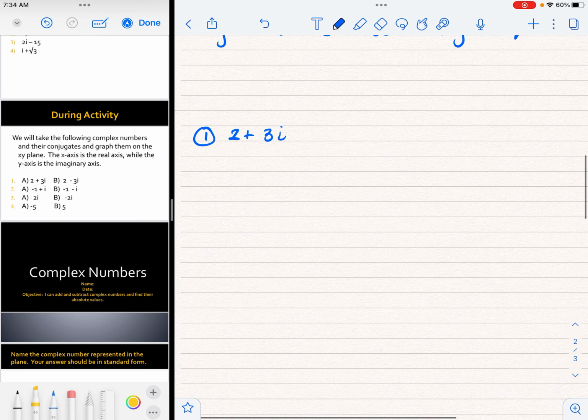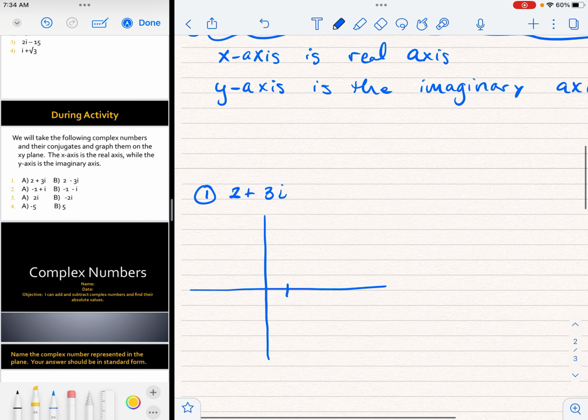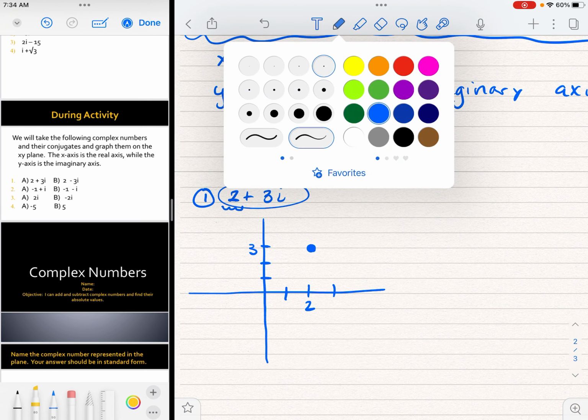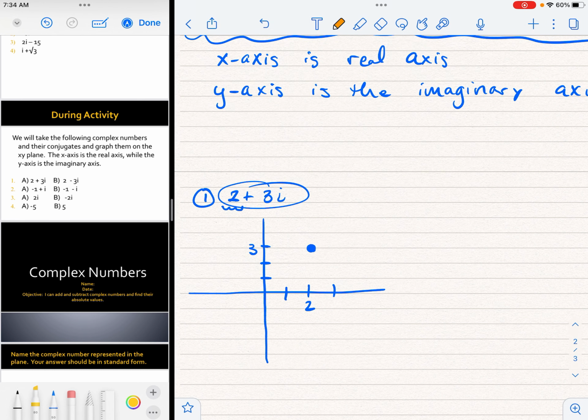We're going to graph this on our xy plane, with x being the real axis. So we see that we are at 2 in the real portion and 3i, where y is the imaginary axis. So 2, 3 is going to represent 2 plus 3i. Okay, let's look at another piece. The conjugate of this, 2 minus 3i, is still going to be at 2, but we're going to be at negative 3 on the imaginary axis. So that would represent that point.